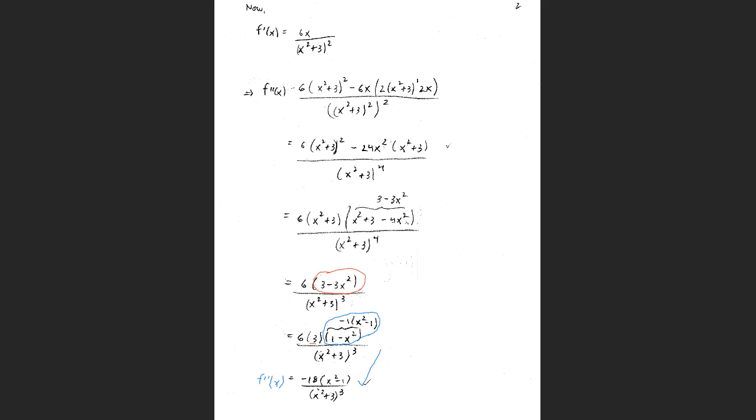Are we happy yet? Oh, Yaki says, how does 3 times 6 equals negative 18? Well, don't forget, Yaki, we have the negative 1 here also. Because 1 minus x squared, I'm writing as negative 1 times x squared minus 1. That's how we get the negative 18 here. Okay, are there any questions so far? Yaki, you're good?